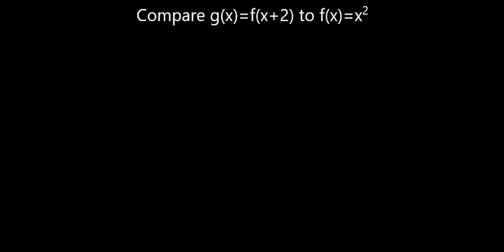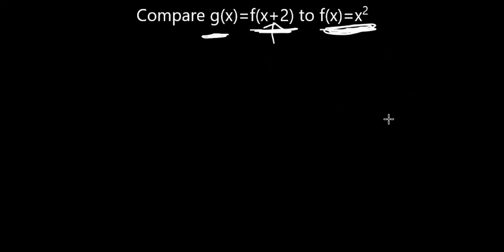Let's look at problem 3. Our job is to compare the function g of x equals f of x plus 2 to the function f of x equals x squared. This can be a little bit of a confusing statement. So the idea here is we have a function f of x equals x squared, and we have another function which is defined by the original function but by adding 2 to every x value.